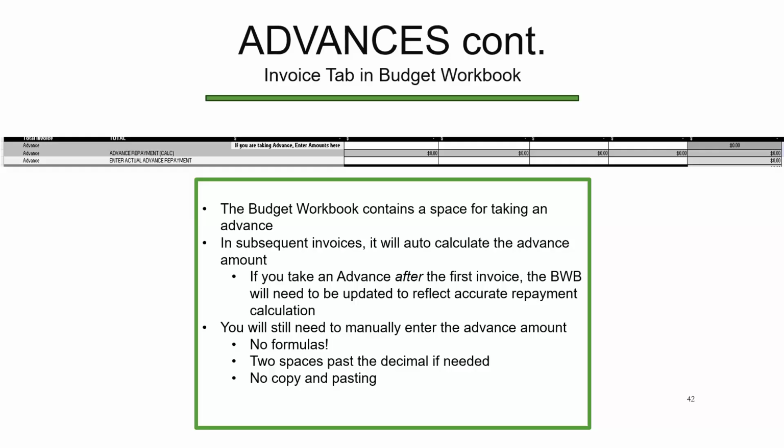to ensure that the amount is fully calculated to be paid back by the time of your last payment request. Although the repayment amount is automatically calculated, you'll still need to manually enter in the amount. Please do not input formulas. And if you must, go only 2 places past the decimal. This ensures budget workbook integrity and matchability with GMS.